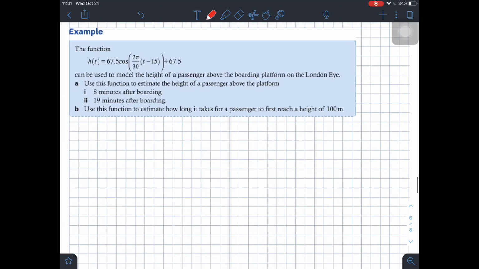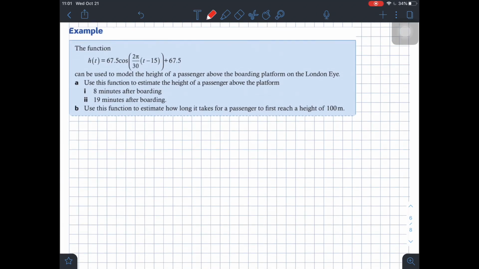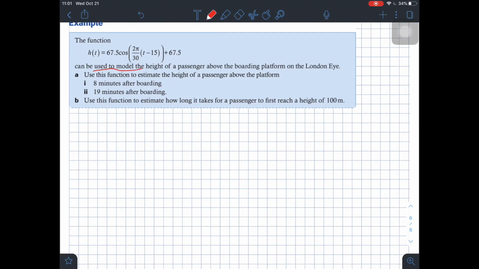Now let's see this last example, where we're given the function. It's a cosine function, and we have all of the values A, B, C, and D already. So this should be easy. It can be modeled to use the height of a passenger above the boarding platform on the London Eye. Use this function to estimate the height of the passenger above the platform at 8 minutes after boarding, 19 minutes after boarding. Okay, so this part is easy. If we want to find the height after 8 minutes, this is a function of height with respect to time, so we would just have to replace this value of time into our function.